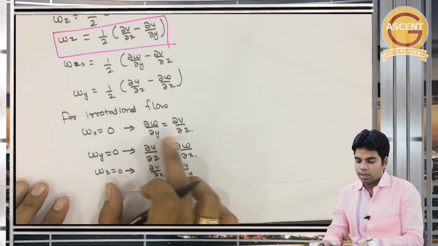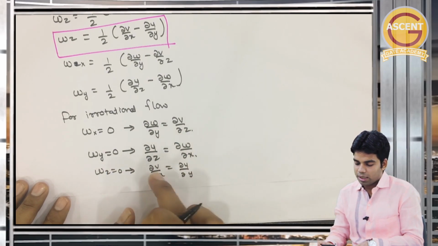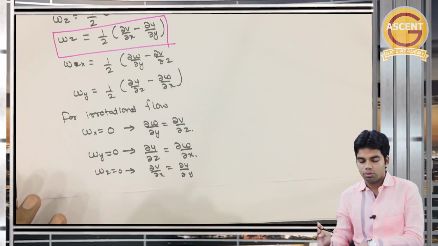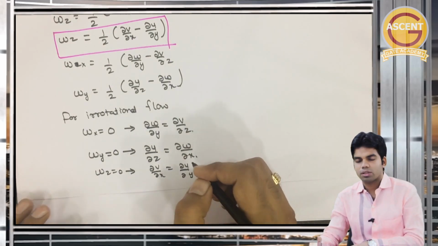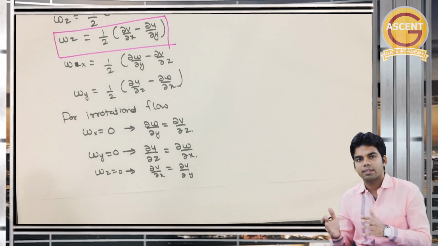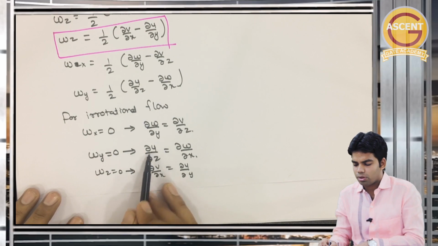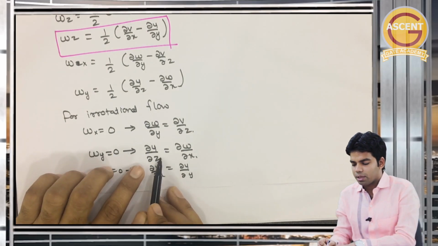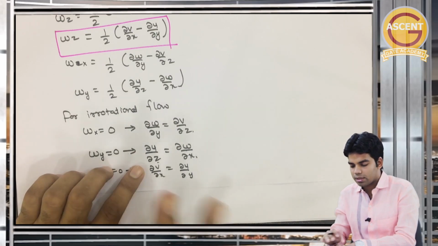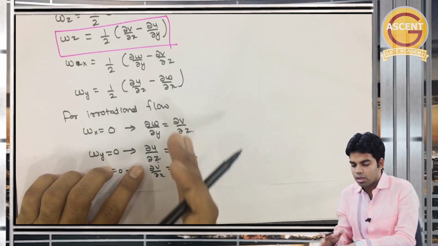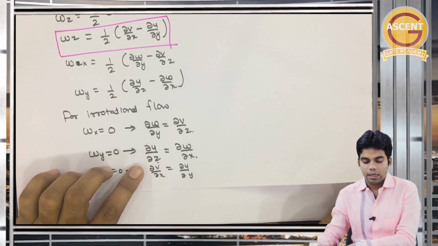For irrotational flow, del w by del y is equal to del v by del z, del u by del z is equal to del w by del x, and del v by del x is equal to del u by del y. Okay, that means in case of irrotational flow, the cross velocity gradients are equal. Cross velocity gradient means the change in velocity of u with respect to z will be equal to change in velocity in direction of z with respect to x. I think this is called as a cross velocity gradient. So in case of irrotational flow, the cross velocity gradients are equal.